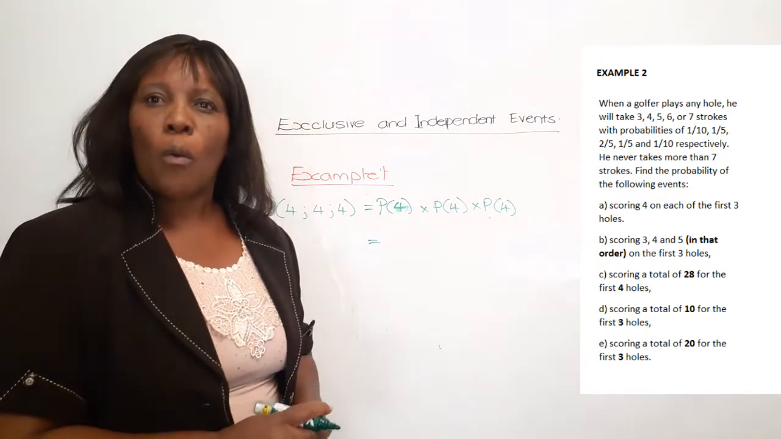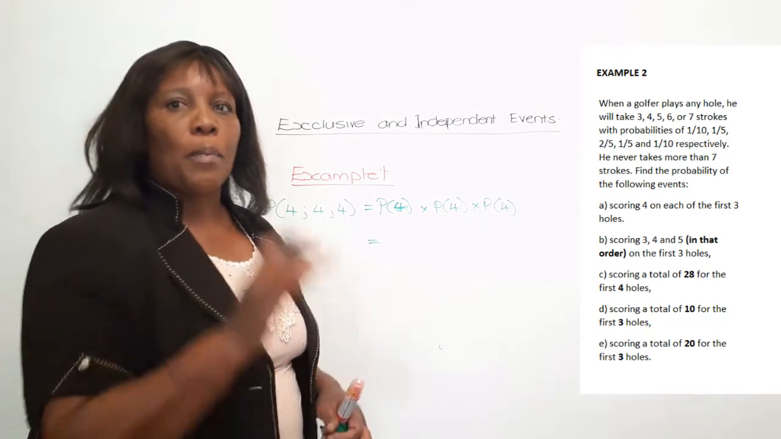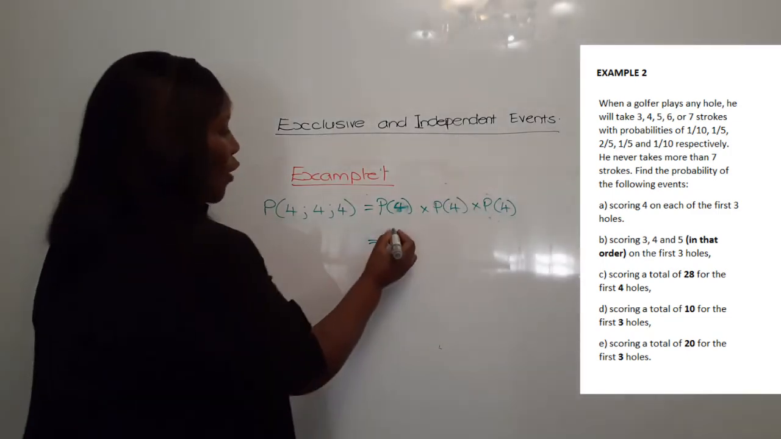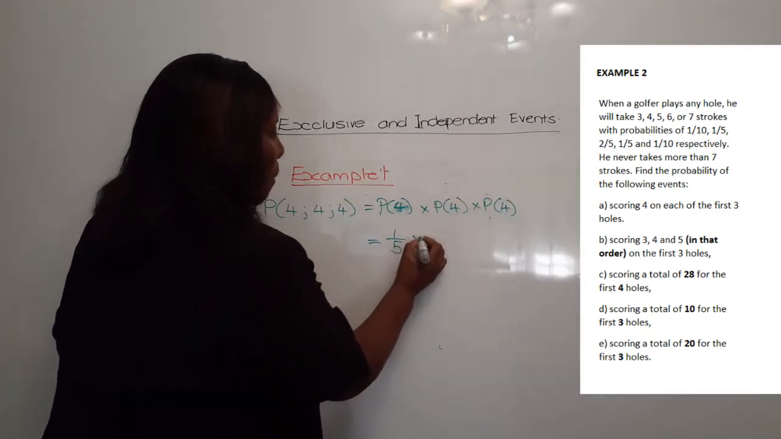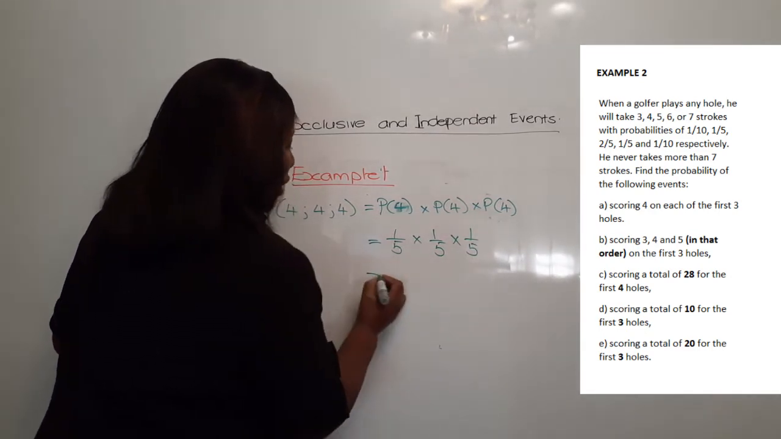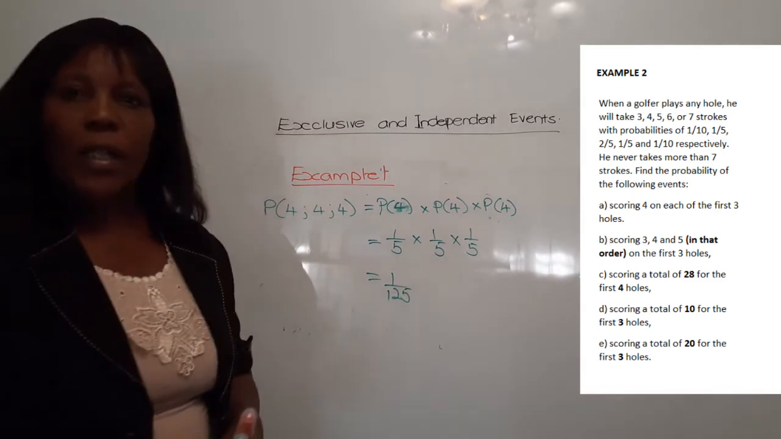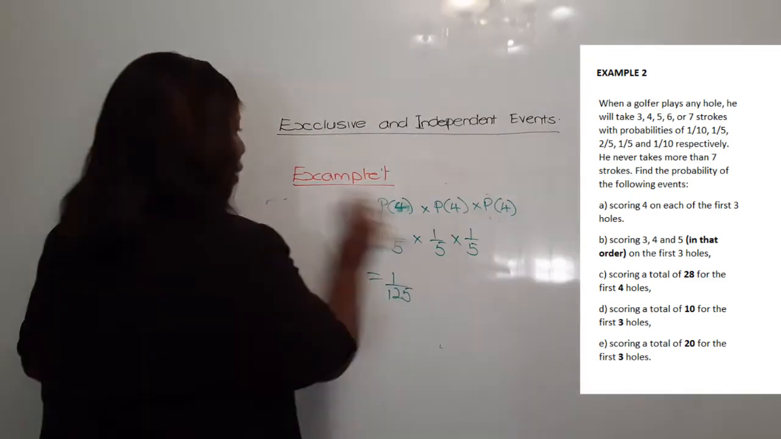And what does that give us? Probability of 4, when you look at it, 4 is coming second, so its probability is 1 over 5. So this is 1 over 5 multiplied by 1 over 5, multiplied by 1 over 5, which gives us 1 over 125. And it's already in its lowest terms. Going to B.